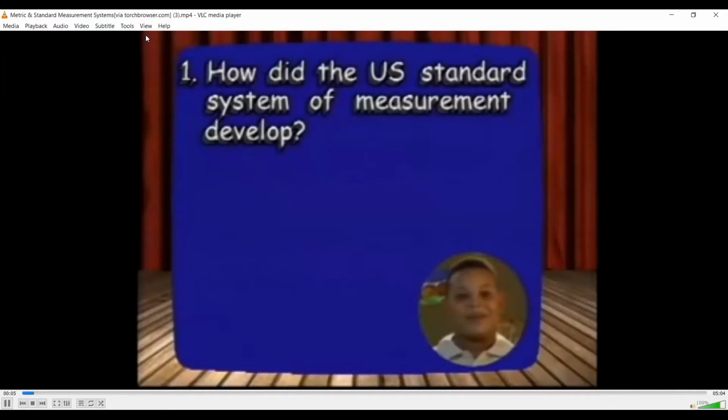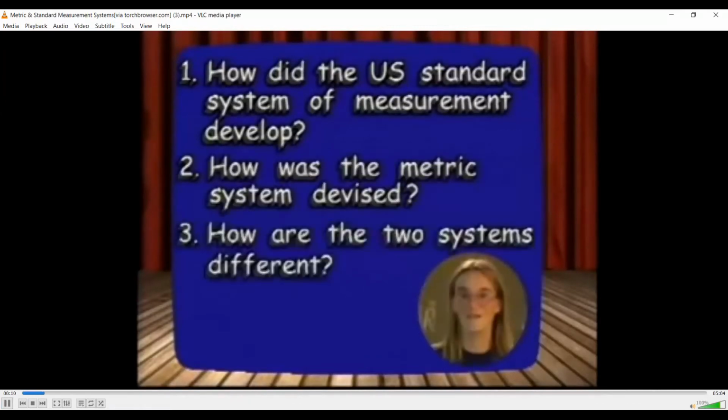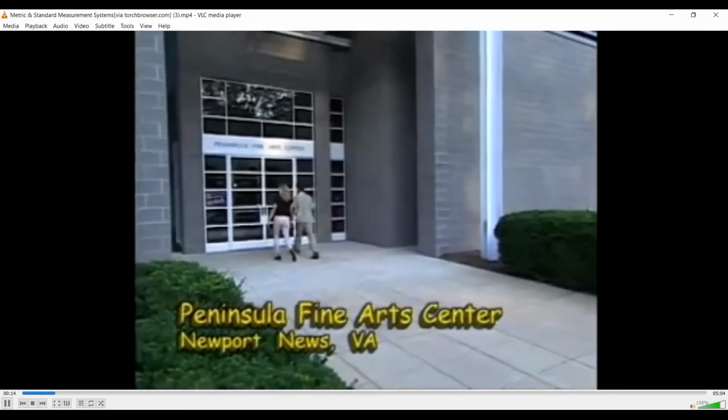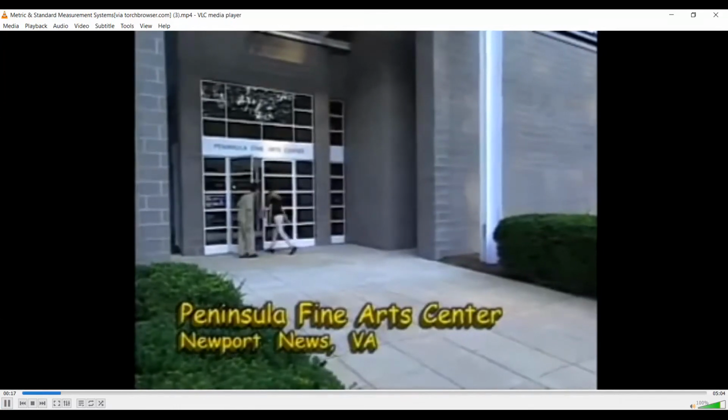How did the U.S. Standard System of Measurement develop? How was the metric system devised? How are the two systems different? Let's begin our measurement journey by visiting the Peninsula Fine Arts Center in Newport News, Virginia.